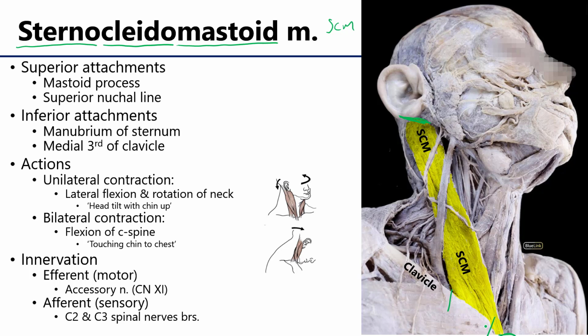The sternocleidomastoid muscle is innervated by the accessory nerve, or cranial nerve 11. The accessory nerve is a mainly motor nerve, so it has very few sensory components. The afferent, or the somatic sensory components coming back from this muscle, are being conducted from fibers of the second and third cervical spinal nerves.